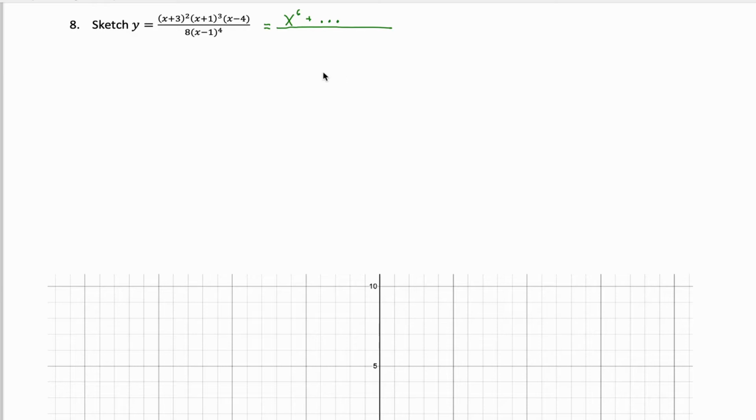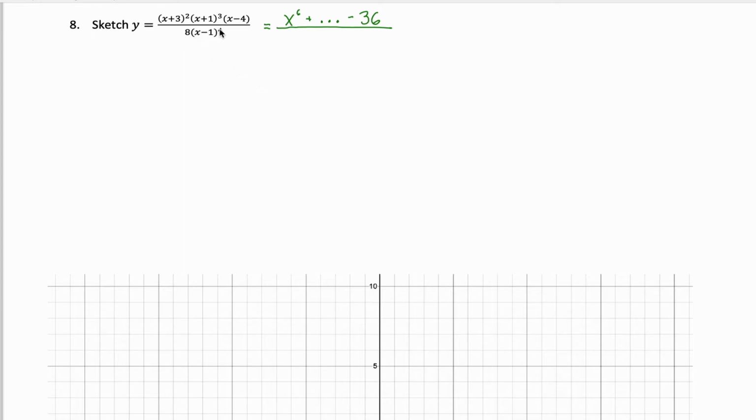And to figure out the constant term, I would take this 3 and square it, this 1 and cube it, and this -4, and multiply all those together. So let's see, 3 squared is 9, 1 cubed is 1, and 9 times 1 is just 9, and 9 times -4 is -36. What I'm saying is if we took the time to expand this polynomial up in the numerator of this rational function, our leading term would be x to the sixth power, and our constant term would be -36. We can go through that same exercise for the polynomial down in the denominator.